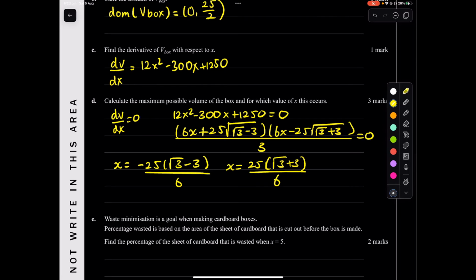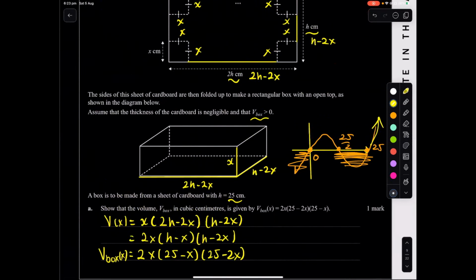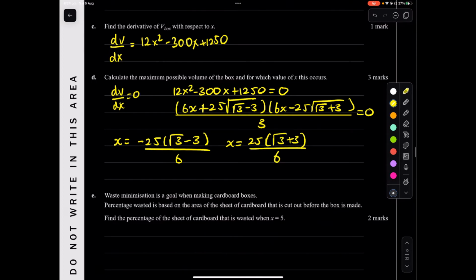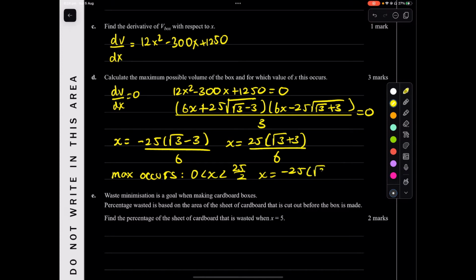So at which one does the maximum occur? We have 2 values over here and here. This is your minimum value. Your minimum value is between 25 over 2 and 25, whereas your maximum occurs from 0 to 25 over 2. So we know that the max occurs at 0 less than x, so x is less than 25 over 2. Therefore, your x value is equal to negative 25 root 3 minus 3 all over 6.